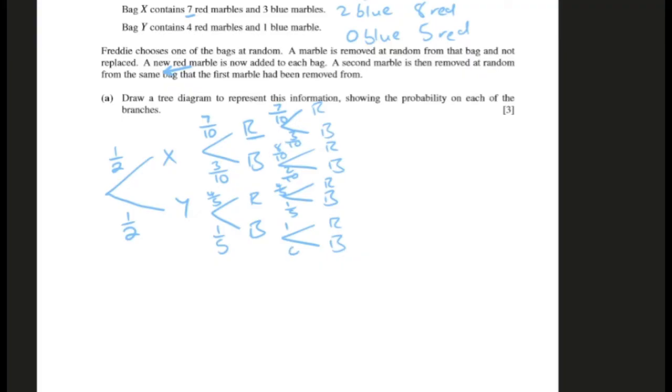Find the probability that both of the marbles removed from the bag are the same color. Okay, so if they're the same color, we're looking at picking bag X and then 2 red marbles, or picking bag X and then 2 blue marbles, or picking bag Y and then 2 red marbles, or picking bag Y and then 2 blue marbles. Now let's read off the probabilities from our tree diagram.